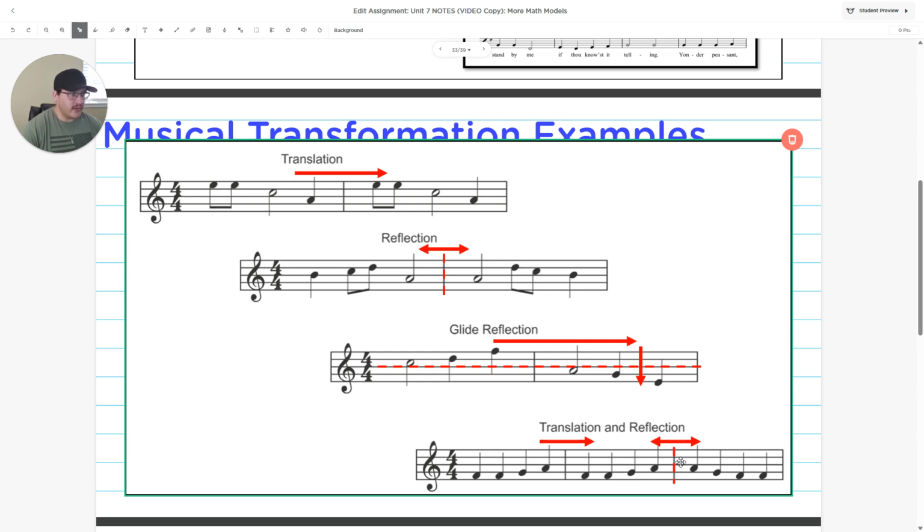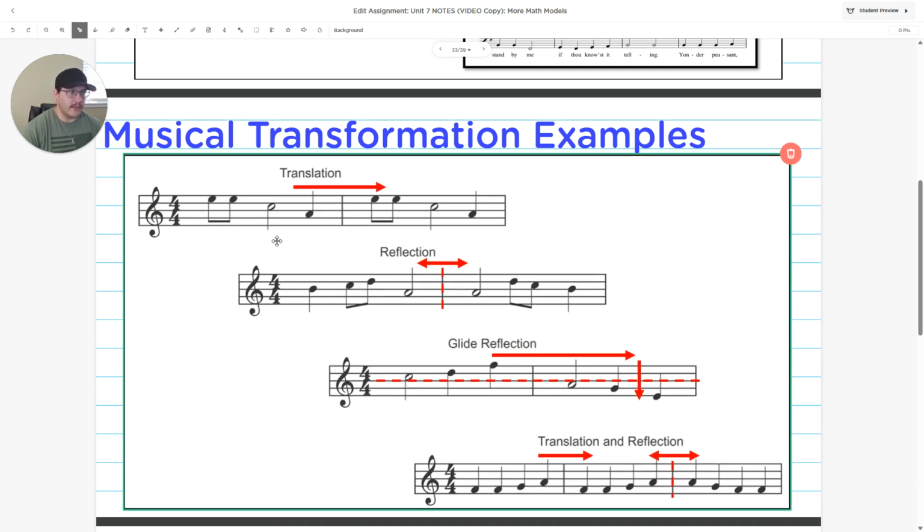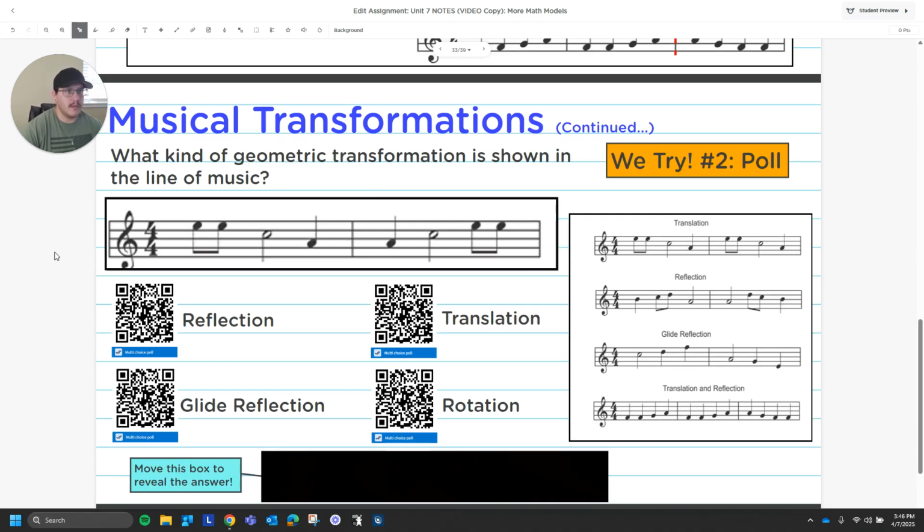And then a translation and reflection. Notice how we have 3 measures here. We're going to translate this first measure onto the second measure. Then we're going to take the second measure and reflect it across the line here to make the third measure. So these are all examples of transformations from what we've learned earlier in the video.